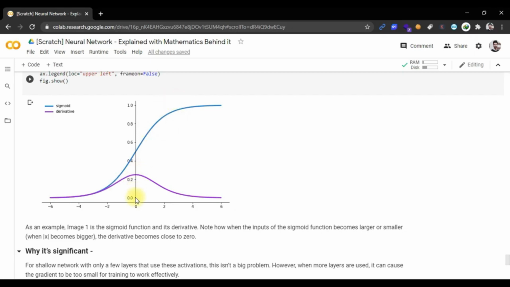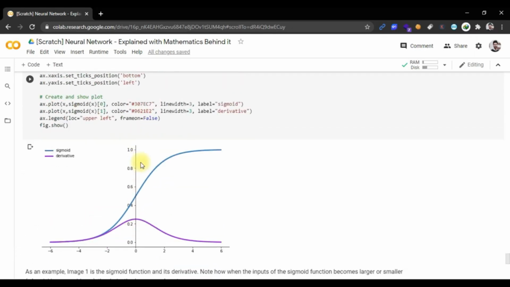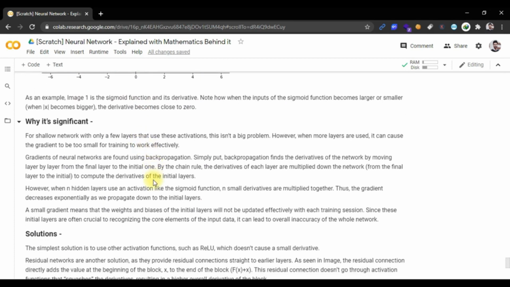It is very much close to zero. So that's why this happens mostly. So why is it significant? Why does it matter in our neural network problems? This happens when you have very few layers, like 2 or 3 layers only in your network, and then it is not a very big problem.